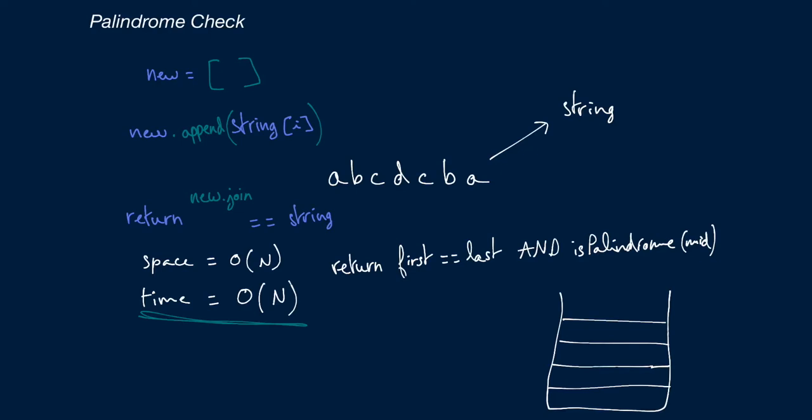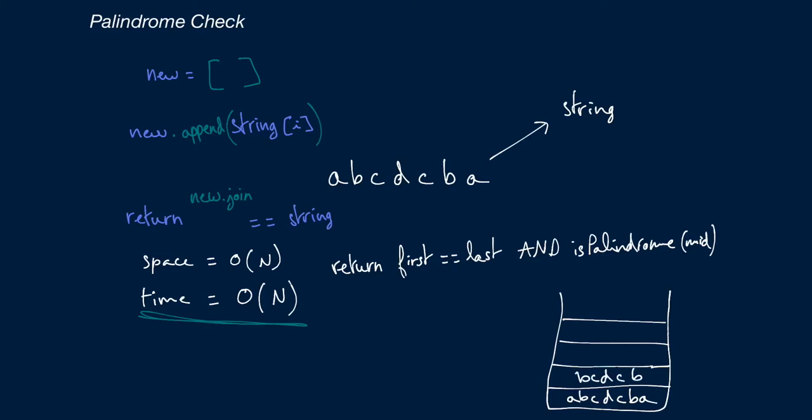We'll start by calling is palindrome on our given string, A, B, C, D, C, B, A. And so here, we're going to say, okay, return first equals last, and is palindrome of mid, and mid is B, C, D, C, B. So now we add to the call stack, we add is palindrome of B, C, D, C, B.